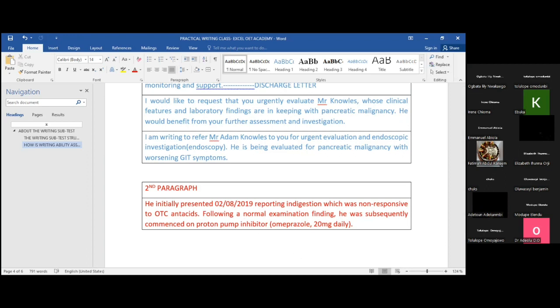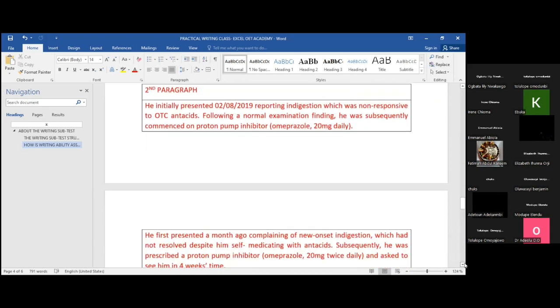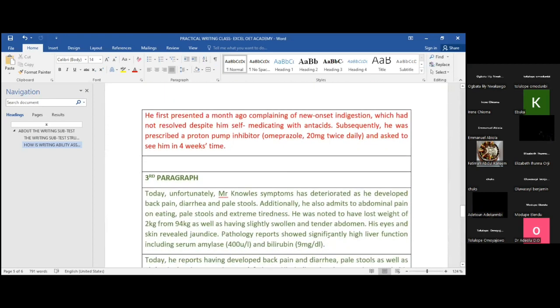So let's look at this. This is how you're supposed to start an urgent letter. Your urgent letter should start with today's visit.